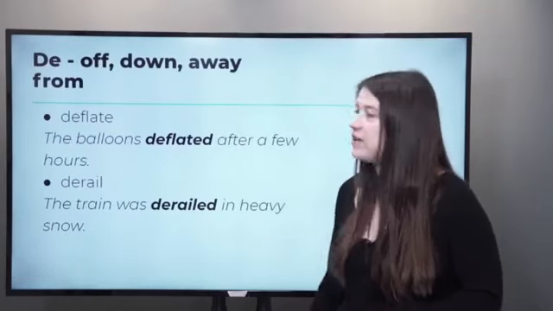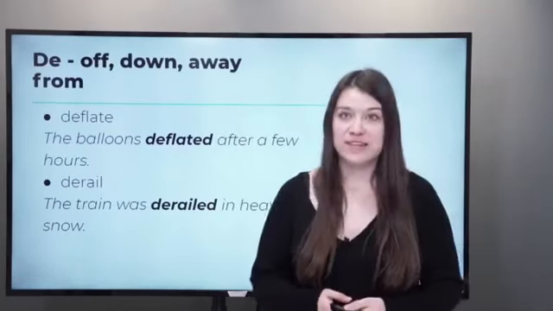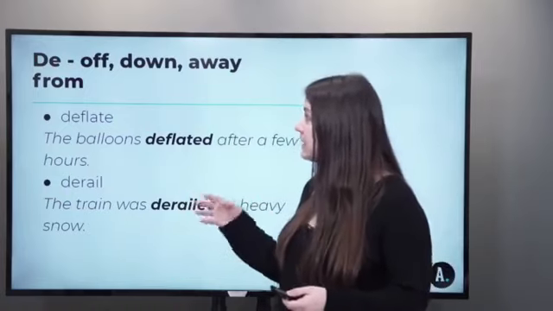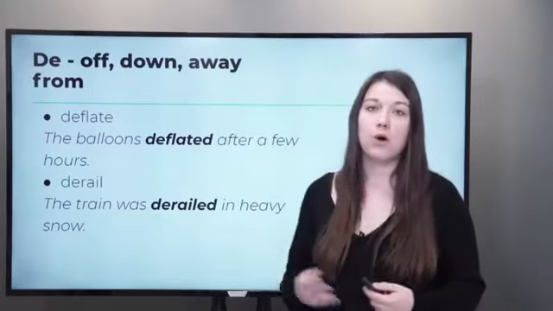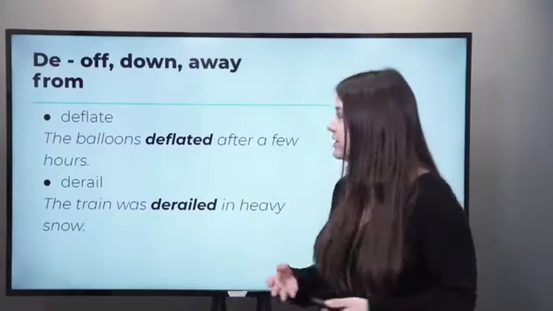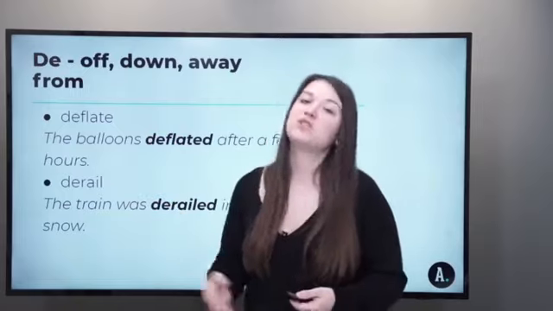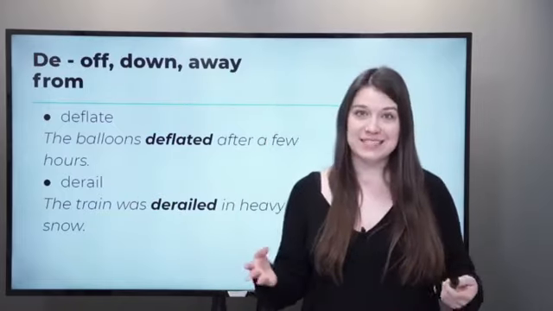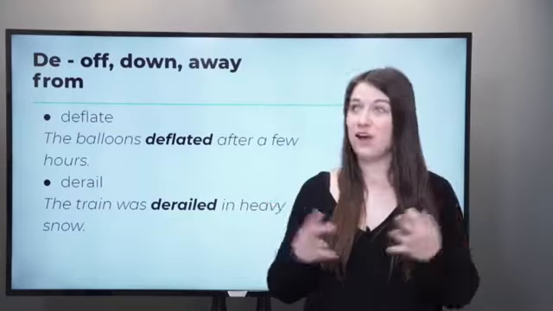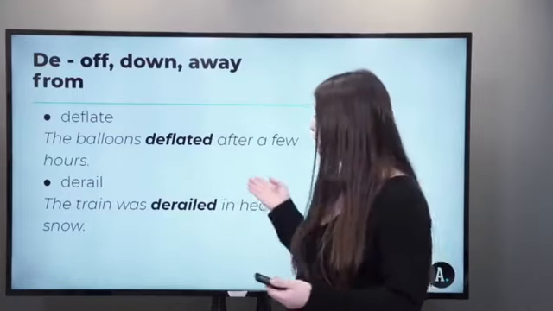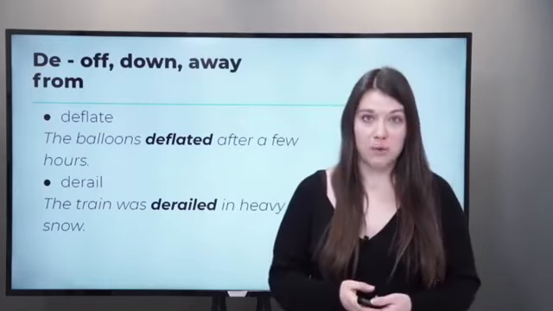Let's see another example of a prefix, the prefix de. So the prefix de means off, down, or away from something. For example, deflate or derail. So the word deflate means that you take the air out of something. For example, a balloon. The balloon's deflated after a few hours.